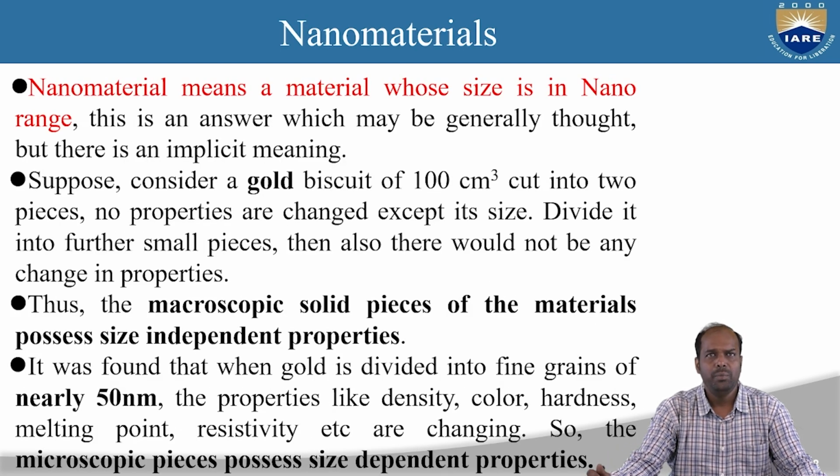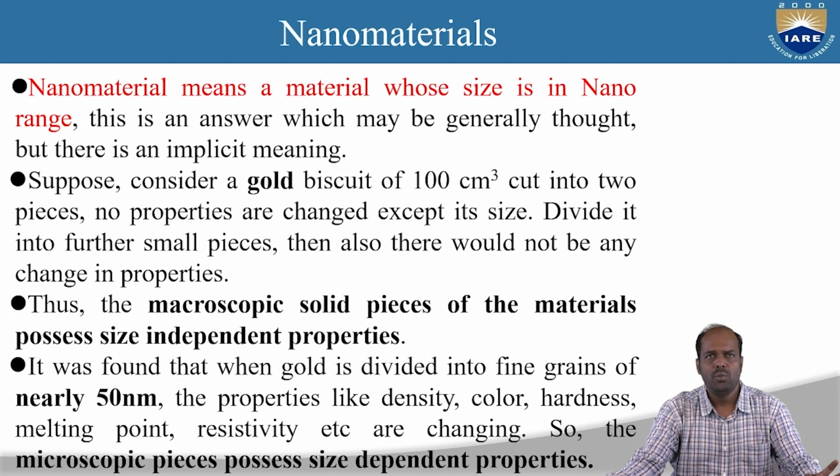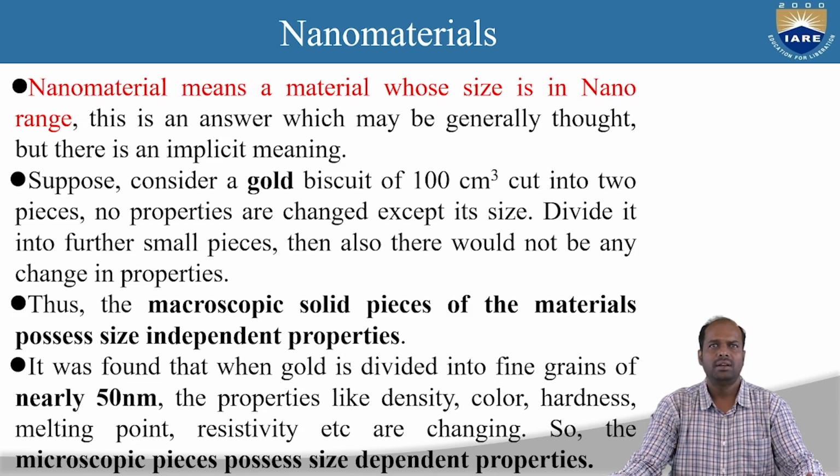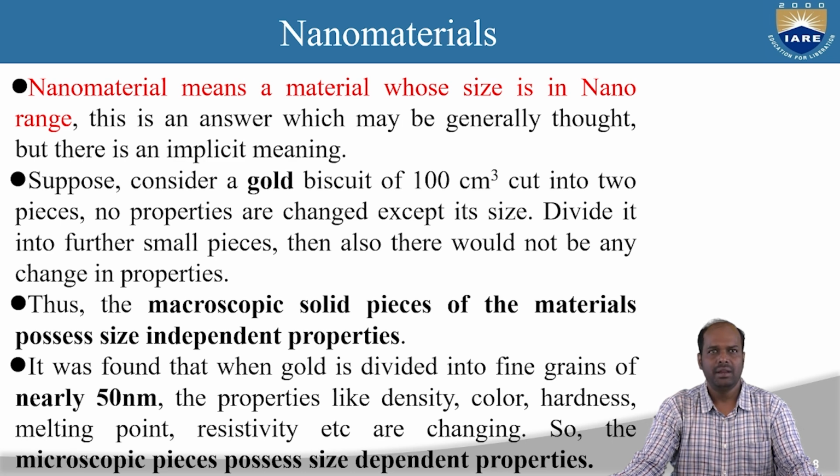Now we come to nanomaterials. What is meant by nanomaterial? Nanomaterial means a material whose size is in the nano range. This is the answer which may generally be thought, but there is an implicit meaning. So what is meant by nanomaterial?